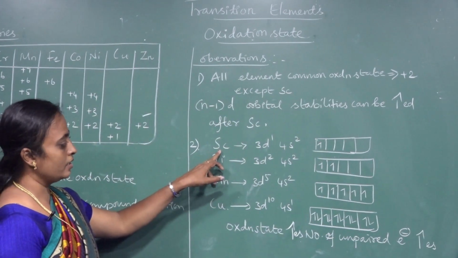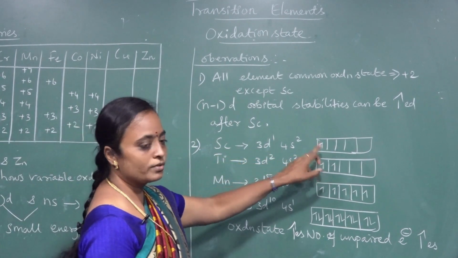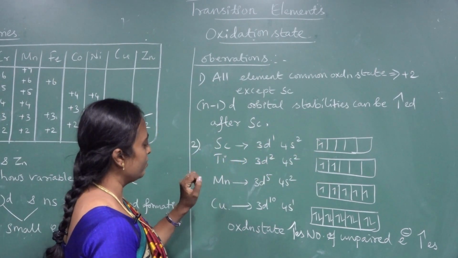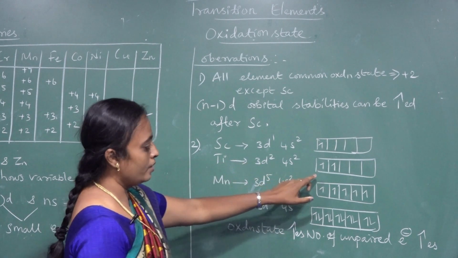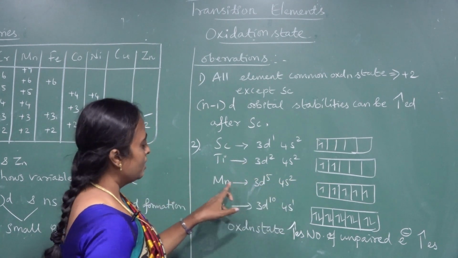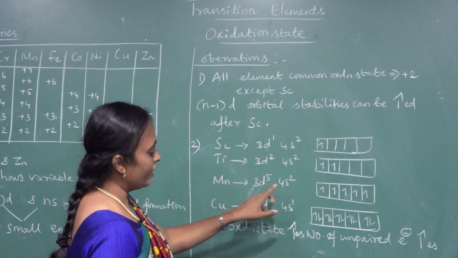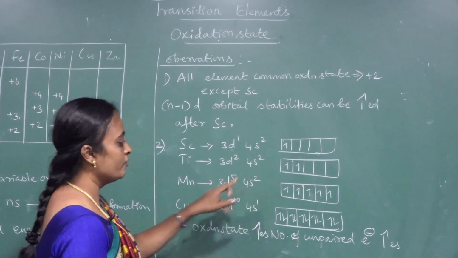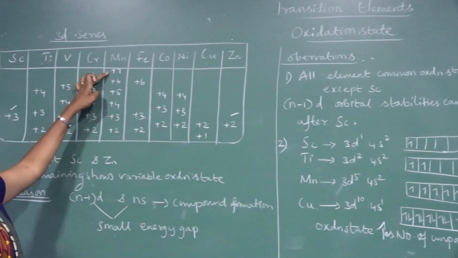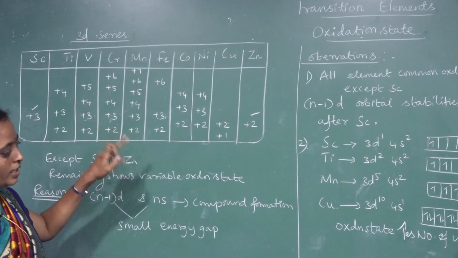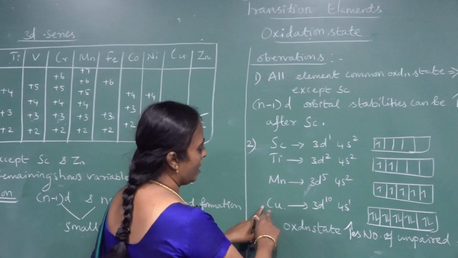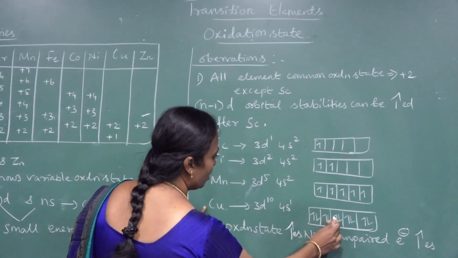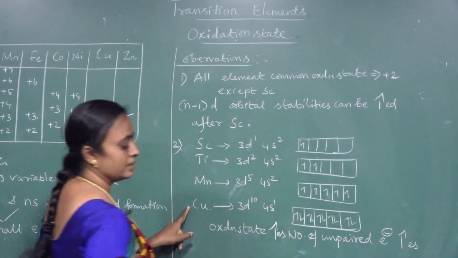First you will take scandium. Only one unpaired electron, so only one possible oxidation state is available. For titanium, 2 unpaired electrons, a little bit increases. But in manganese there are 5 unpaired electrons. So the maximum oxidation state you will get is +7, ranging from +2 to +7. So next is copper. Here, in copper, the availability of unpaired electrons decreases.